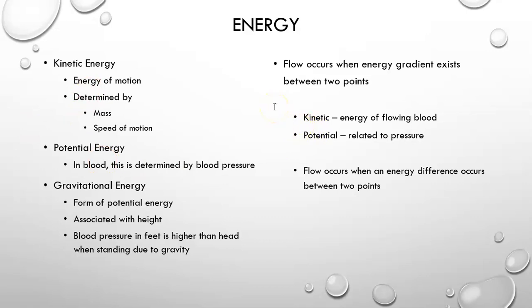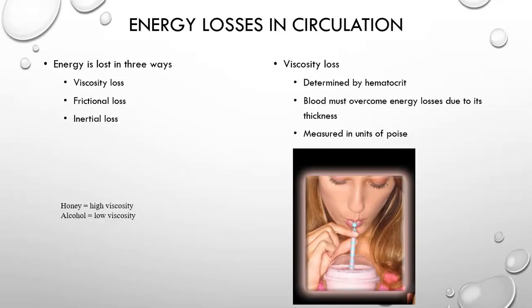So as I mentioned before, flow occurs when an energy gradient exists between 2 points. Kinetic energy is actual blood flowing, and potential energy is the pressure of the blood. Flow will occur anytime there's a difference in energy between 2 points along the vessel. Let's talk about our energy losses in a little more detail. Energy is lost in 3 ways: viscosity loss, frictional loss, and inertial loss.